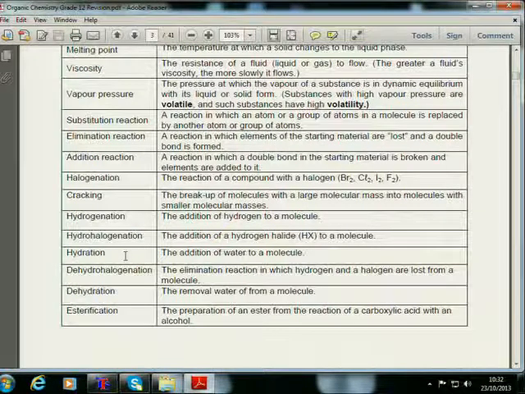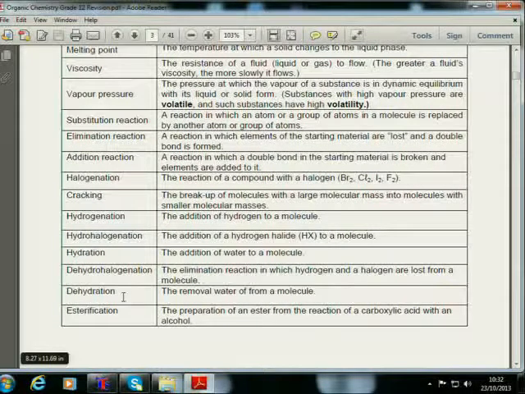Dehydrohalogenation. Every time when you see "de" something, it means it is an elimination reaction, so something is going to be removed. Now dehydrohalogenation means a hydrogen and a halogen are lost from a molecule. And then dehydration, it is the removal of water.